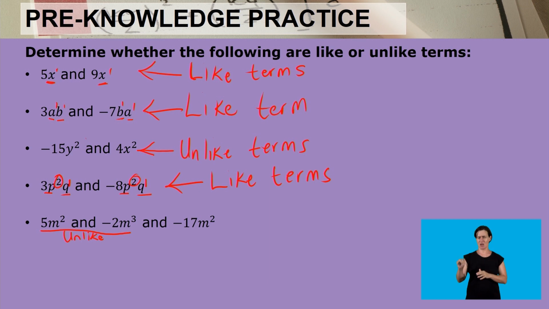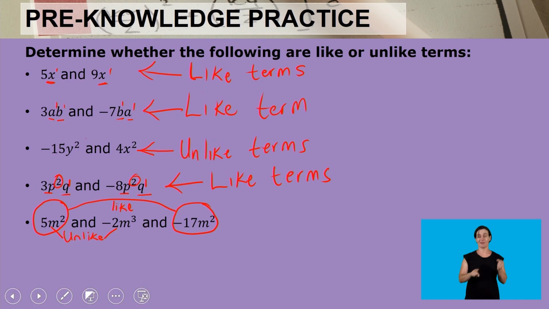But what about the negative 17m squared? Well, we can see that that negative 17m squared is a like term to that 5m squared. Why? Because they have the same variable, and that variable has the same exponent. So those two are unlike terms, but those two definitely are like terms.